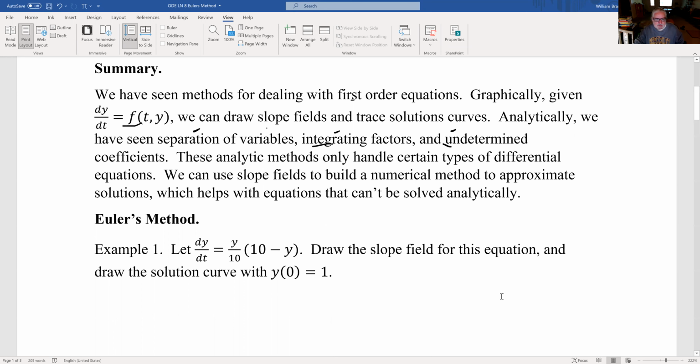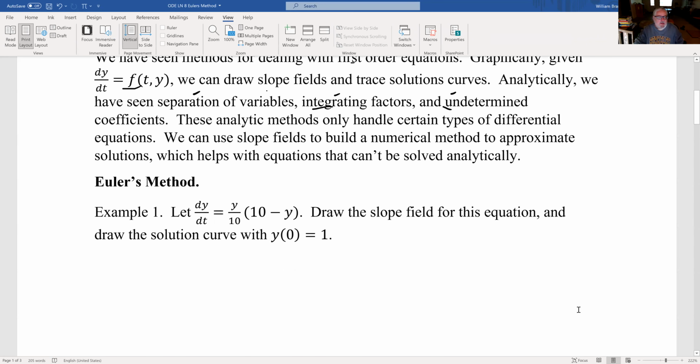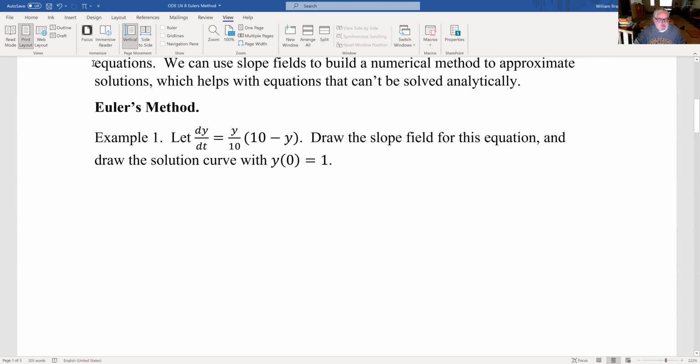We want to use slope fields to build a numerical method to approximate solutions, which allows us to solve equations that can't be solved analytically. So generally, if we want to solve these kinds of equations, they have to be of a particular form. Otherwise, it's just a little bit difficult. So we do numerical analysis for this.